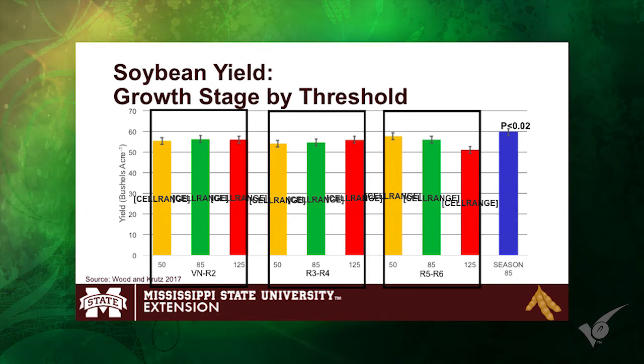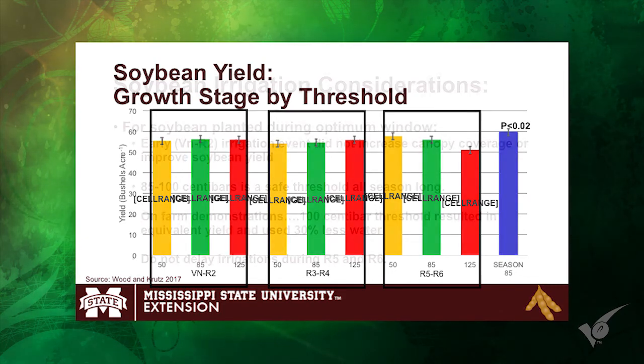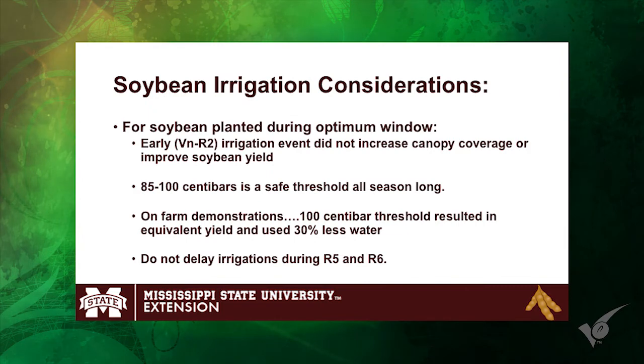So to answer that question, yeah, we can't afford to play when we're in that seed fill range in terms of promoting adequate growth and getting that optimum yield value. So just to conclude the thoughts around the irrigation, we didn't increase canopy coverage early on. That irrigation event wasn't needed early in the window, so up to R2.